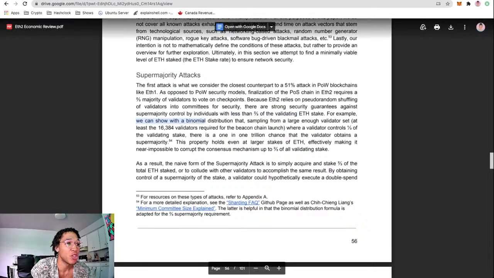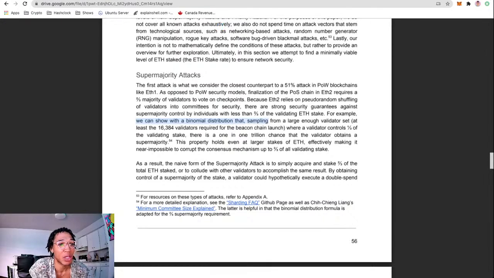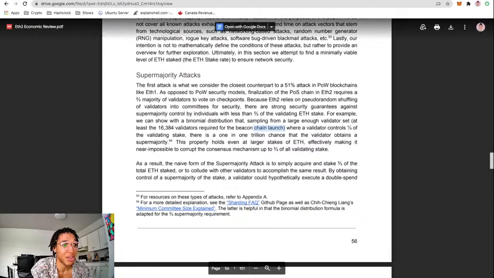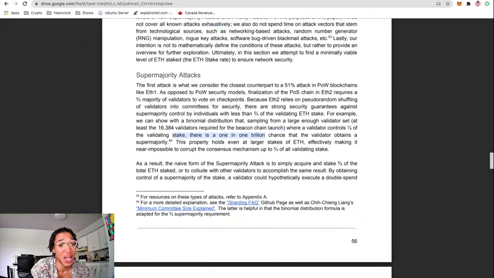For example, we can show with a binomial distribution that sampling from a large enough validator set, at least the 16,384 validators required for the beacon chain launch, where a validator controls 1/3 of the validator stake, there's a 1 in 1 trillion chance that the validator obtains a supermajority. So you could see how with the 2/3 level, your chance would be arguably quite high, potentially 100% if you could just get in there with 2/3. But at 1/3, it's 1 in a trillion. So you can see how the probability of being able to attack the network is diminishingly smaller as your total validator control is lower.